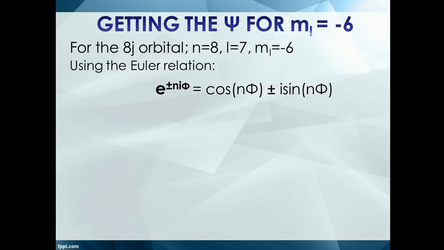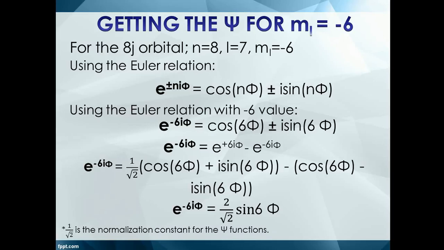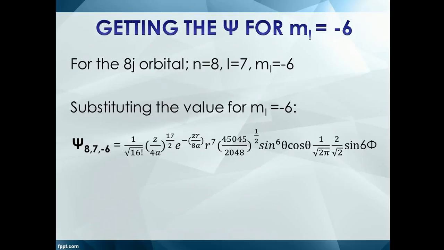Again, using the Euler relation, e raised to plus or minus inφ is equal to cosine nφ plus or minus i sine nφ. The result will be 1 over square root of 2 times (cosine 6φ plus i sine 6φ minus cosine 6φ minus i sine 6φ). The result will be 2 over square root of 2 sine 6φ.